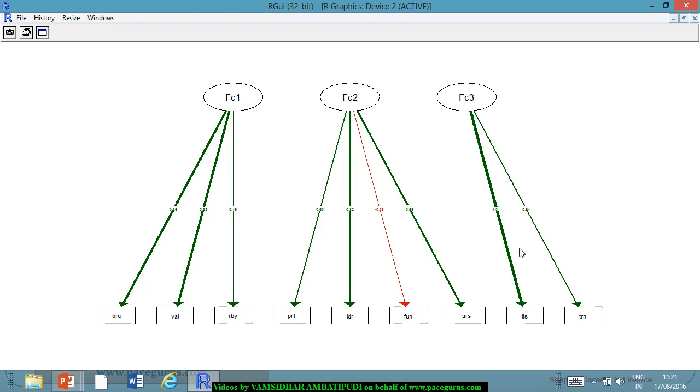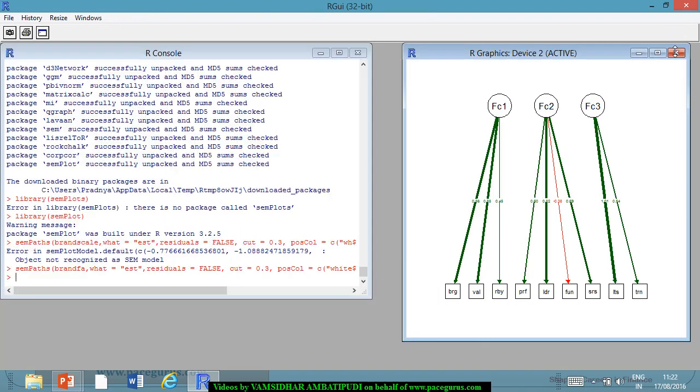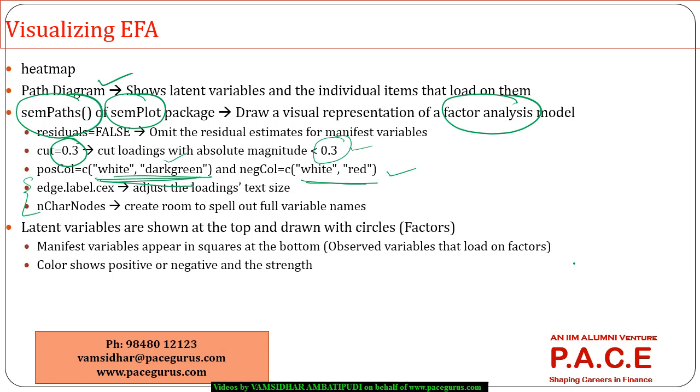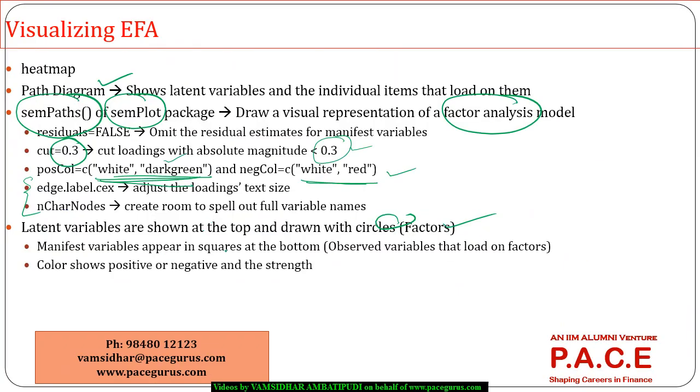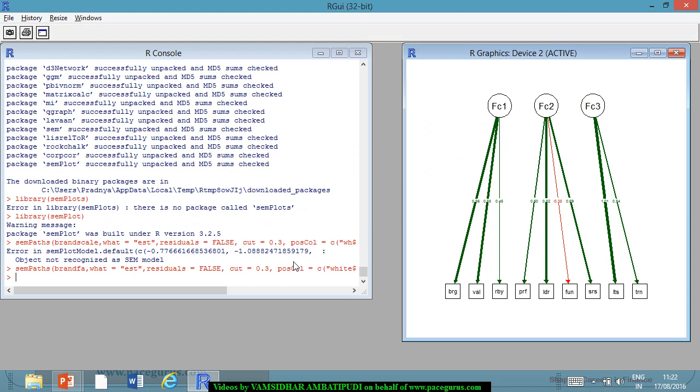So latent is looking much stronger, the trendy is looking slightly weaker. Greens are representing the positives and the reds are representing the negatives. The latent variables are shown at the top, drawn with circles. It's a very interesting way of assessing the interactions between the variables quite comfortably. Color shows positive or negative, and the thickness typically depicts the strength of the relationship existing between the factors and the various variables as well.